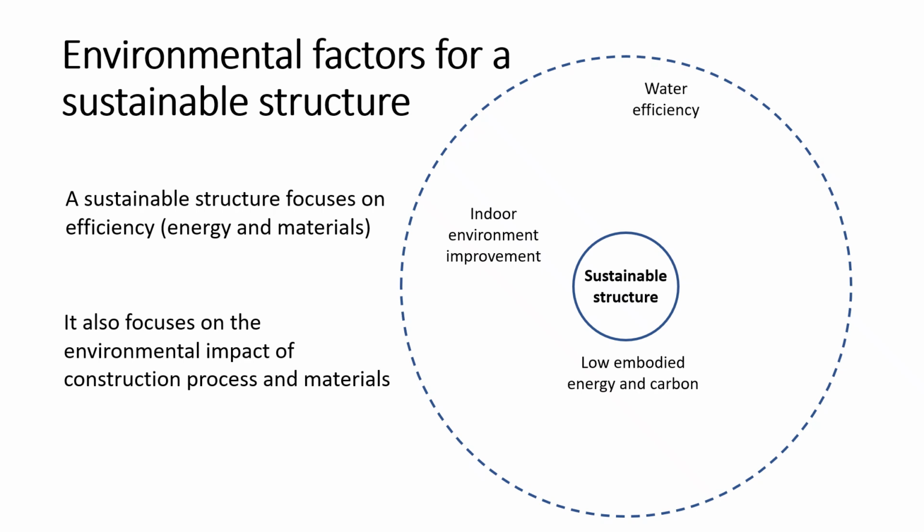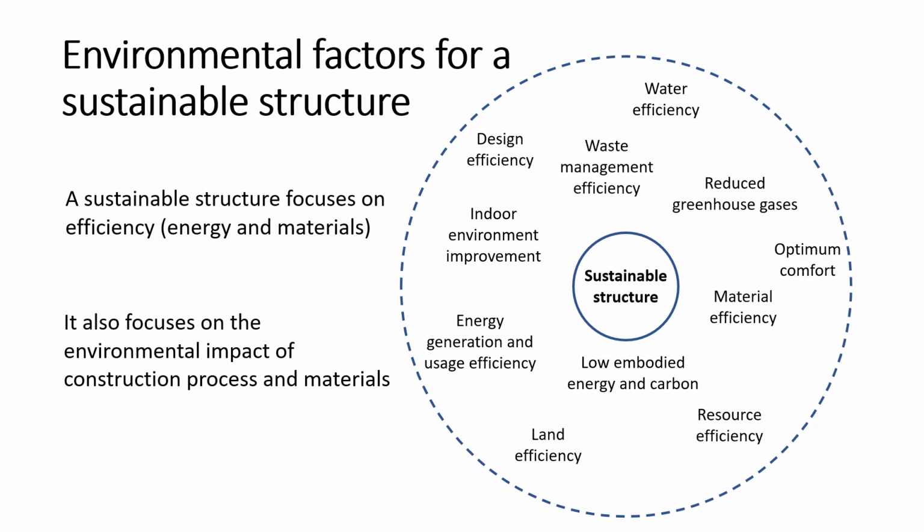The next is water efficiency. We talk about the taps, the quality, the plumbing system and so on. Energy generation and usage efficiency: the bulbs that you use, the way that you use the appliances, what kind of appliances you have, how long the wire is and so on. Similarly, there are other factors such as waste management, the greenhouse gases that you are creating, the material efficiency, and the land efficiency. All of these factors together make up the environmental factor for a sustainable structure.